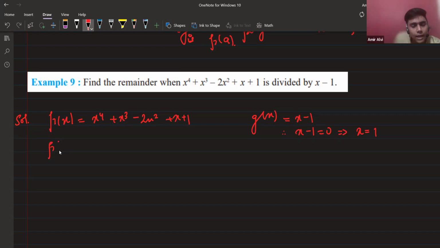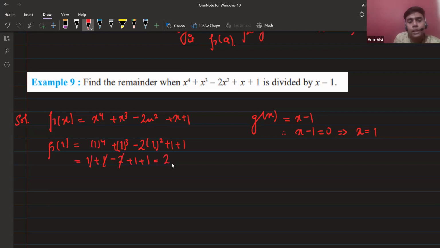Now what you will do is put p of 1 as 1 to the power 4 plus 1 cube minus 2 times 1 square plus 1 plus 1. So 1 plus 1 minus 2 plus 1 plus 1. This minus 2 will get cancelled with a plus, and only 2 will be left. So that will be your answer if you have this kind of question. Clear? Any doubt in this?